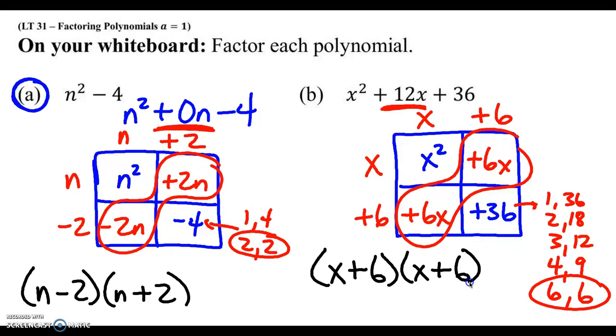But another way, we talked about this a long time ago, is that if you got something times itself, you could also write that something squared. x plus 6, the whole thing to the second power. Either one of those answers is acceptable. You don't need both, but one of those will suffice.